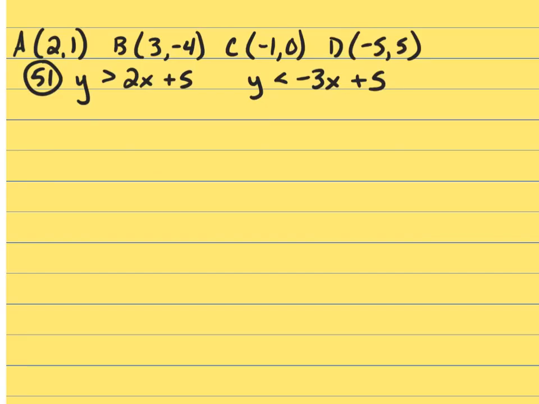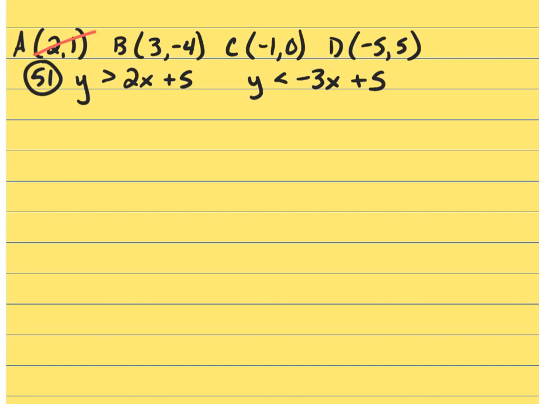For number 51, I need one of these points, A, B, C, or D, to work for both inequalities. And the only way I can do that is by simply plugging them in and seeing if they work. So we're going to start with A, 2, 1. 1 is my y value, and 2 is my x value. So when I plug it in, I get 1 is greater than 4 plus 5. 1 is greater than 9. Since that is not true, I know it cannot be A.